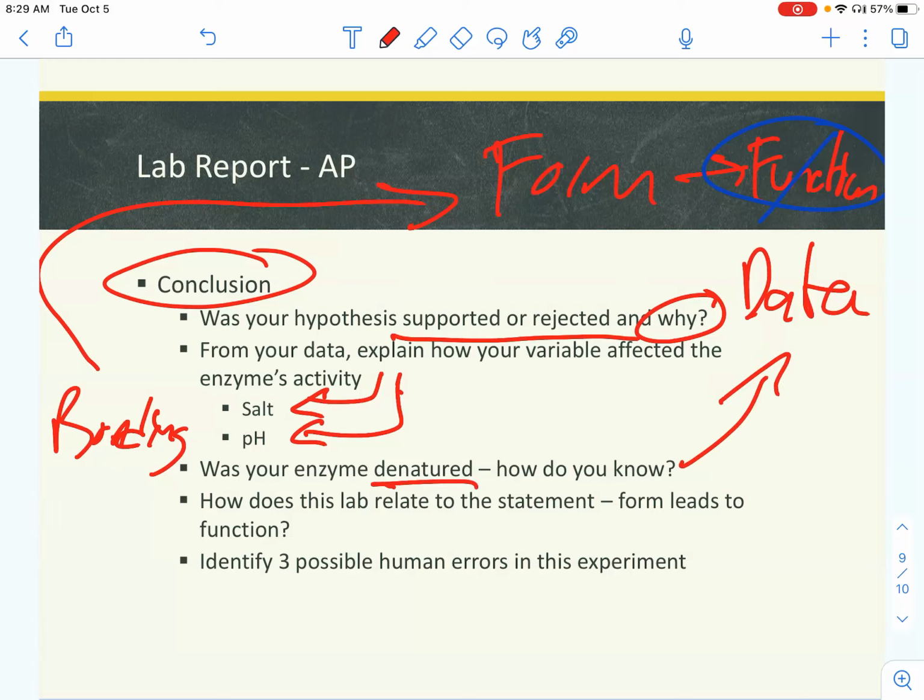And then how does this lab relate to the statement form leads to function? We've been talking about it for a while, but this is a very important topic in biology and the foundation for the central dogma and also many different disorders and diseases. And as always, I want you to think about possible ways that we could improve the experiment by canceling out errors.